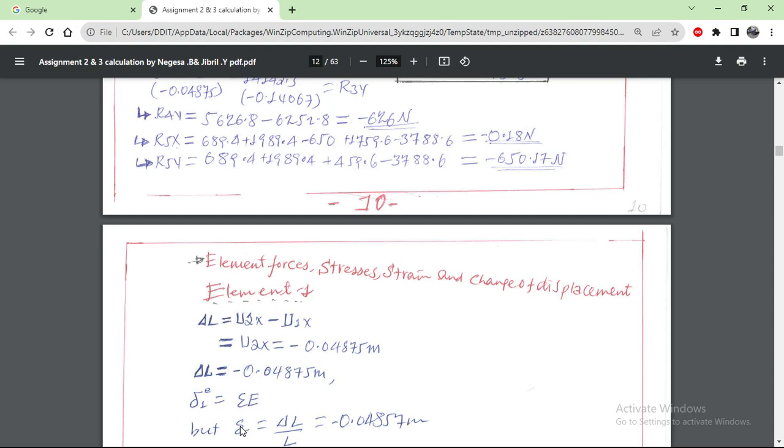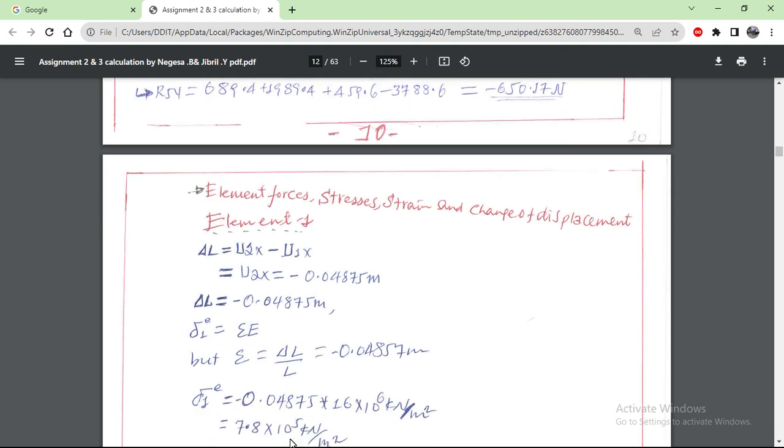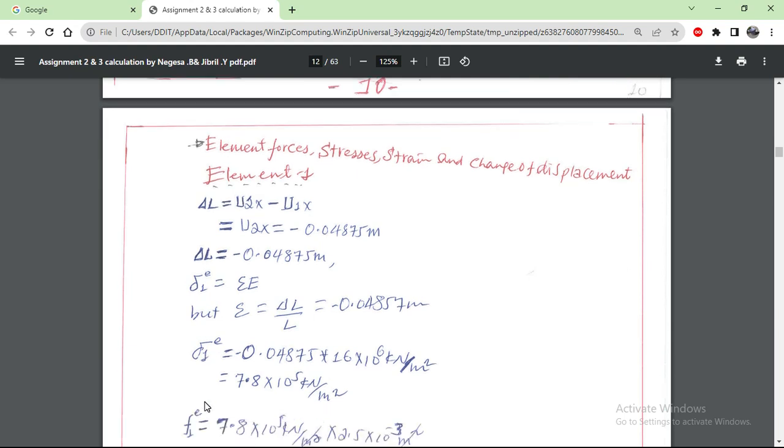Stress means strain, and the change of length is given; we calculate it by substituting the increment of 1 millimeter, for example, and then we get the strain. Stress is equal to strain times Young's modulus, which is given. Using this equation, we get the stress at point number 1.